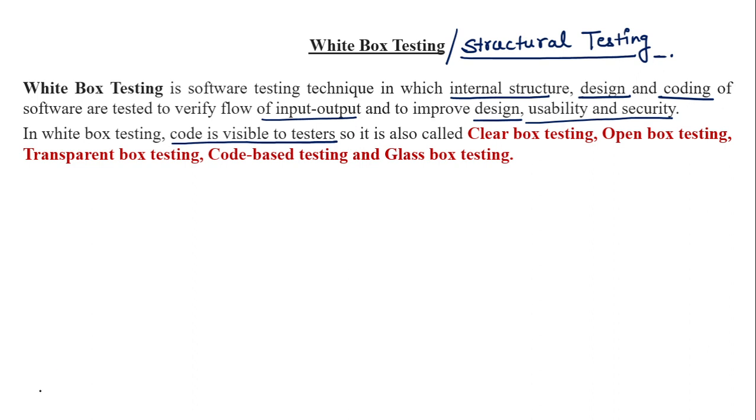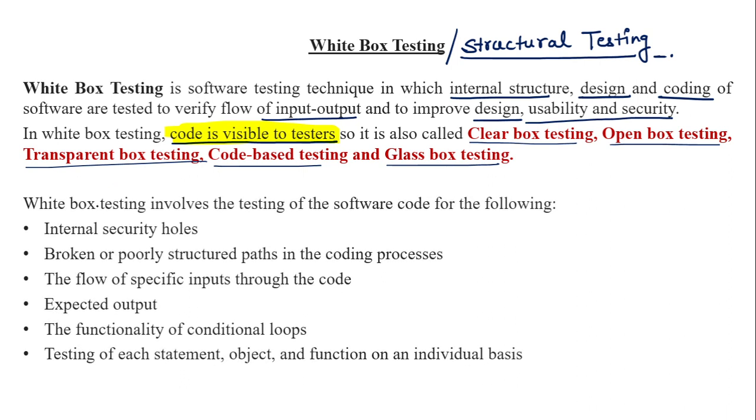Very important point. I'll highlight it over here so that आप revise करो तो याद रहे आपको. Code is visible to testers. Okay, so it is also known as clear box testing, open box testing, transparent box testing, code based testing, glass box testing. So ये सब नाम आपको याद होने चाहिए, ठीक है? You should know these names. Other than structural testing, it is also known as clear box testing, open box, transparent box, code based, glass box.